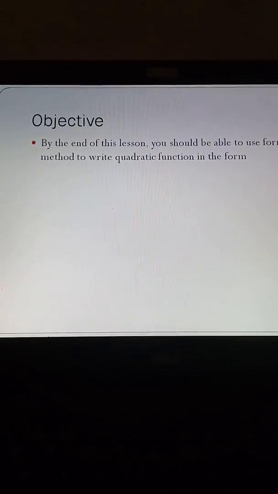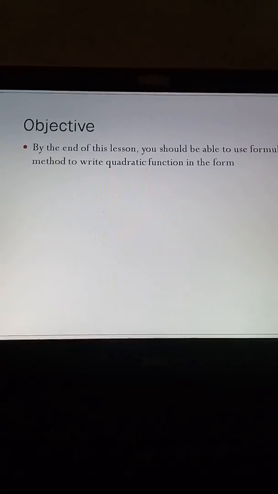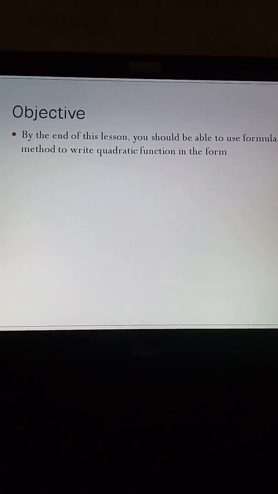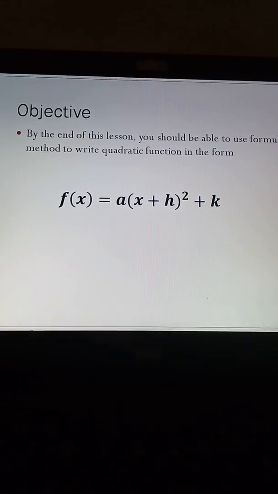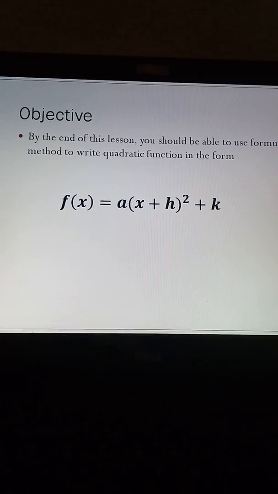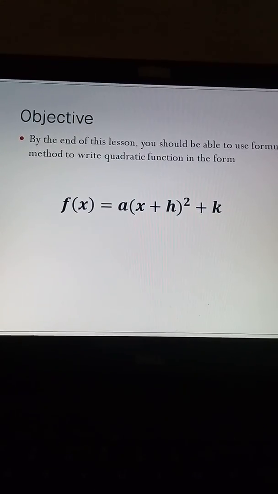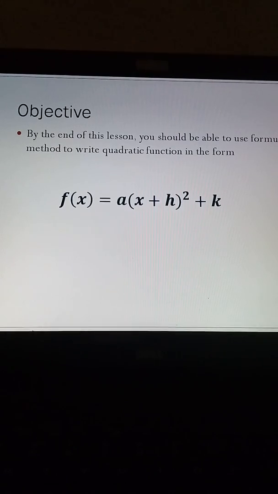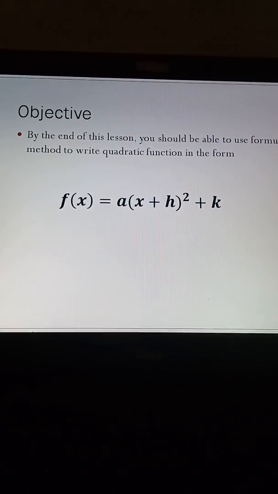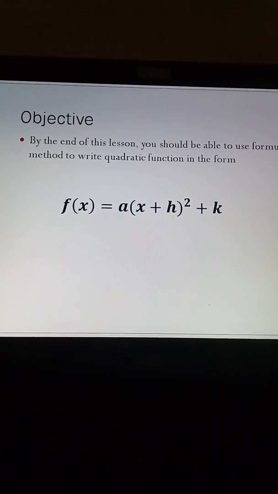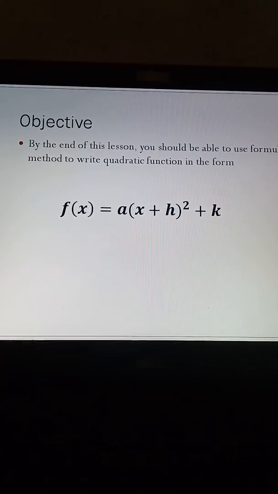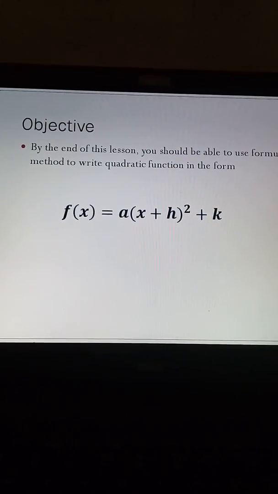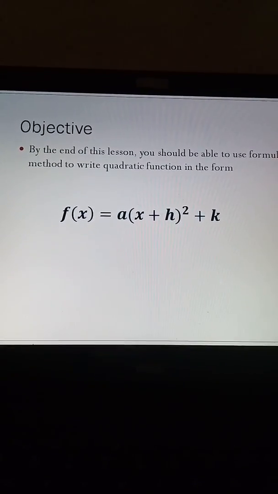So by the end of watching this presentation or this video, you should be able to write a quadratic function in this form: f(x) = a(x + h)² + k. Now you notice that this form has a perfect square in it, so that is what we're going to write the function as. We want it with a perfect square in it.